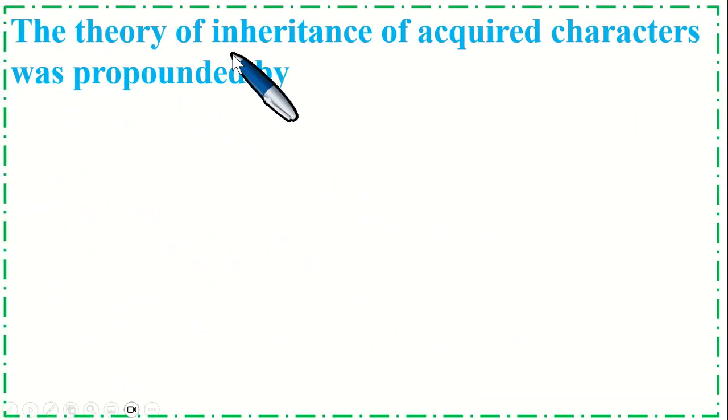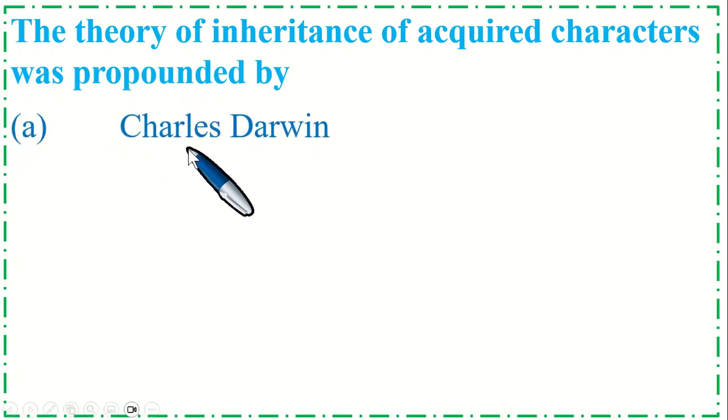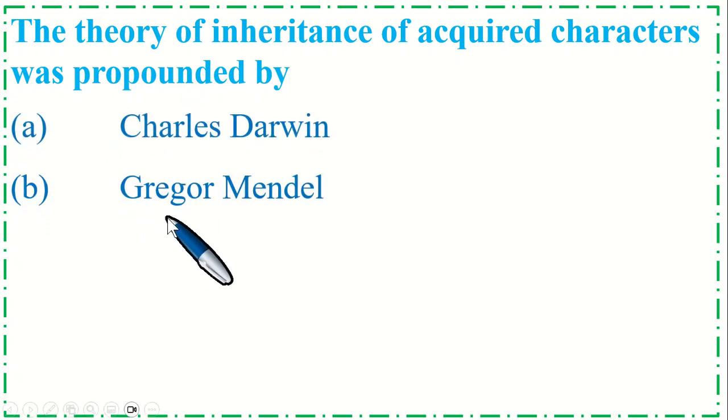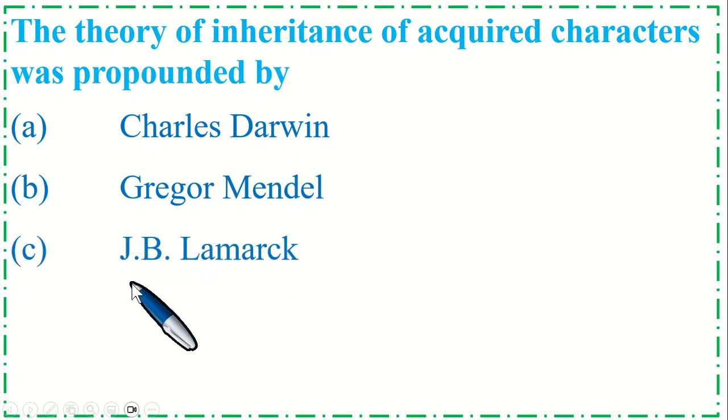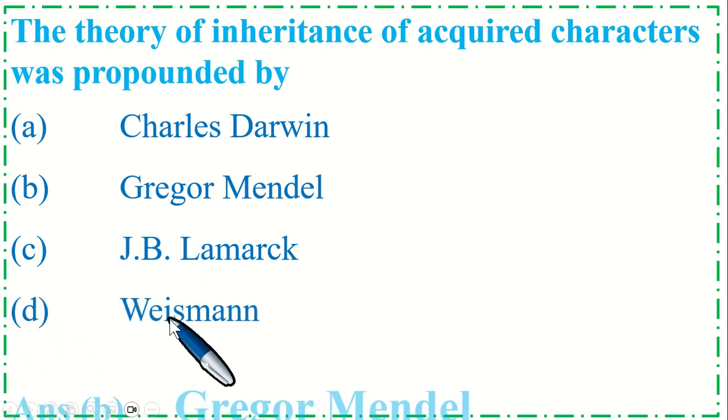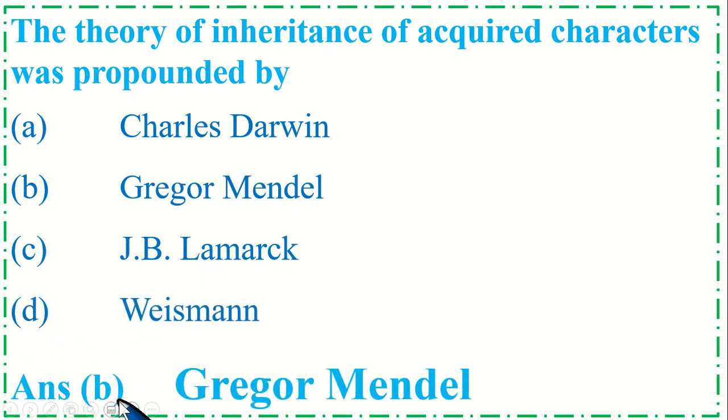The theory of inheritance of acquired character was propounded by option A, Charles Darwin, B, Gregor Mendel, option C, J.B. Lamarck, and option D, Weismann. So the correct option is B.